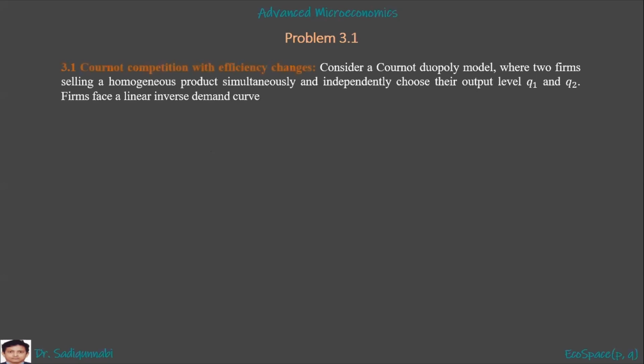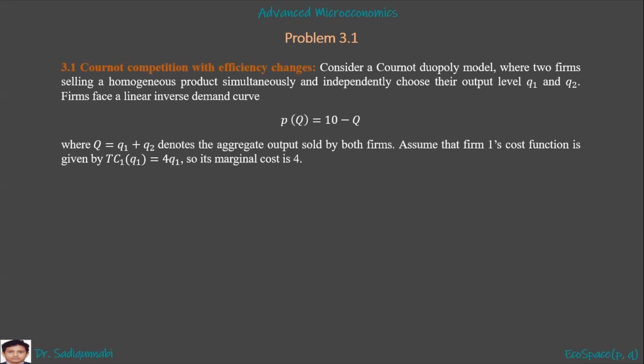We consider a Cournot duopoly model with two firms selling homogeneous products, simultaneously and independently choosing their output levels Q1 and Q2. Firms face a linear inverse demand curve, P(Q) equals 10 minus Q, where Q equals Q1 plus Q2, the outputs of firms 1 and 2. Assume that firm 1's cost function is given by TC1(Q1) equals 4Q1. So its marginal cost is 4.